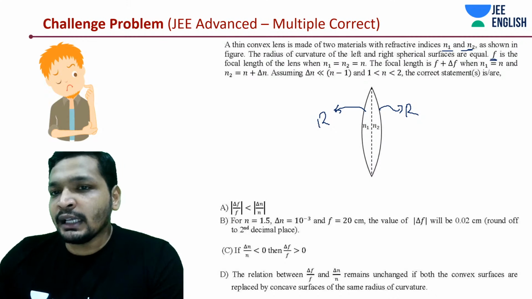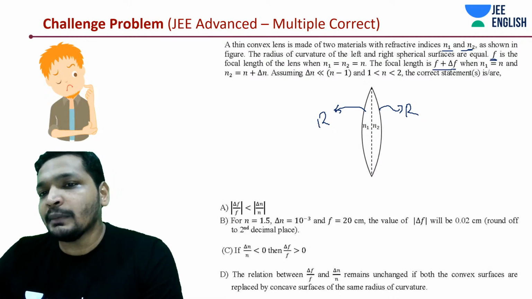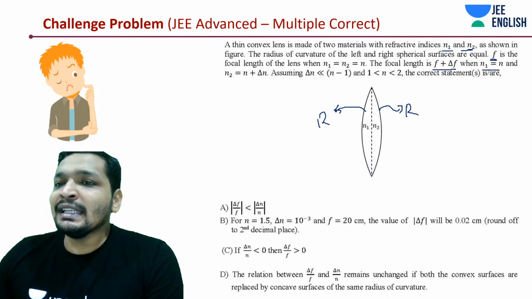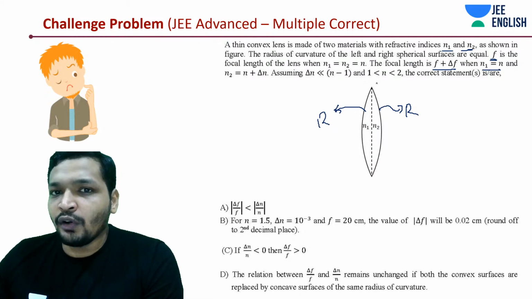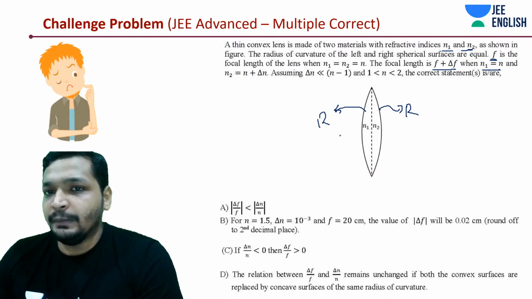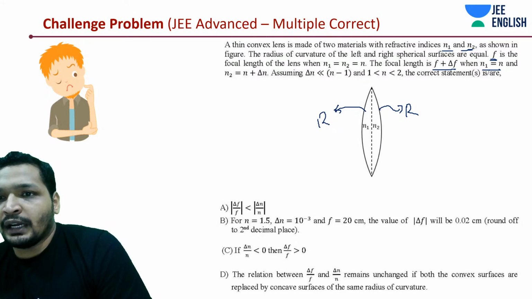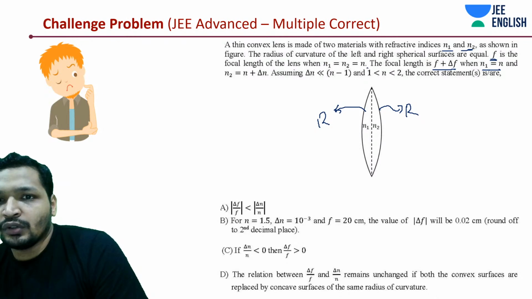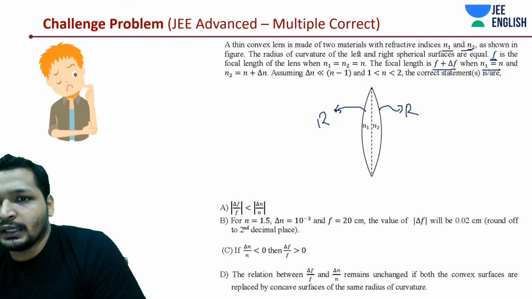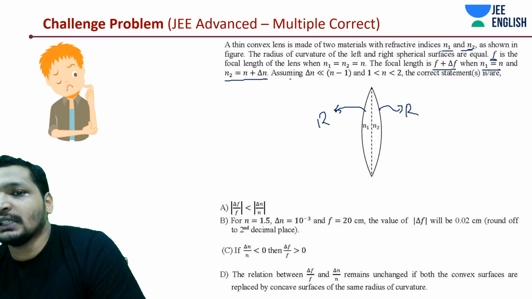Now, they are saying the focal length changes, which is going to become f plus delta f when n2 is equal to n plus delta n. So this is the total focal length of this entire combination, this arrangement. So this is a convex lens made up of two materials, and the focal length is becoming f plus delta f when n1 is equal to n and n2 is equal to n plus delta n.